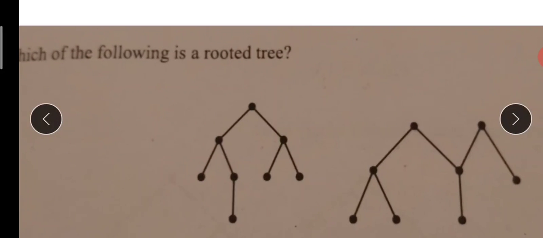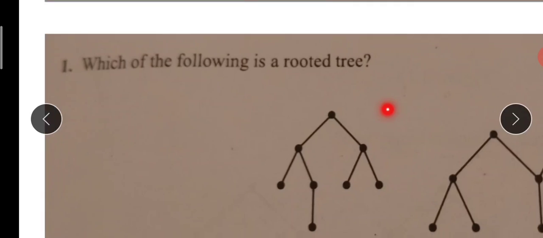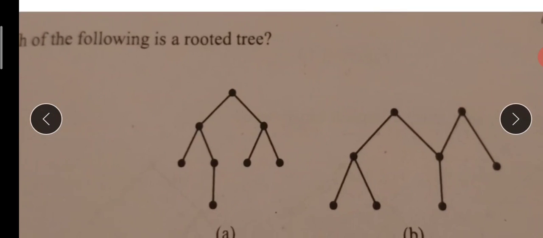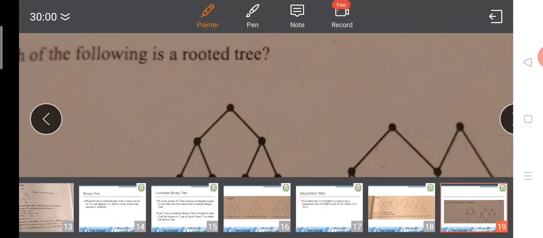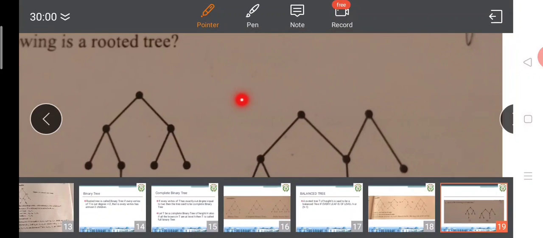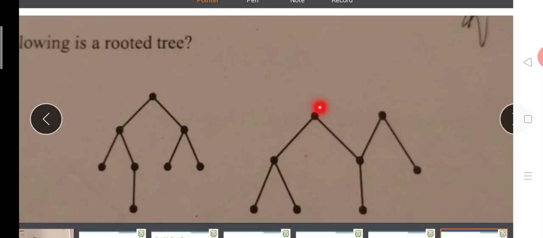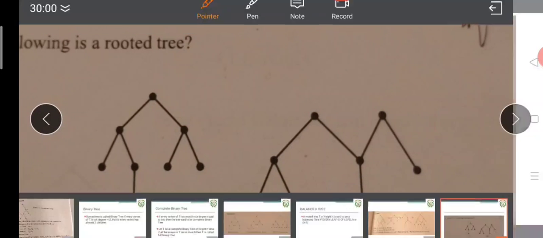Find out which of the following is a rooted tree and which is not. First one, please observe carefully. The first one is a rooted tree because it has a root with in-degree 0, one unique vertex at level 0. But in the second one, level 0 has two vertices available, so neither can be considered the root. So the second one is not a rooted tree.